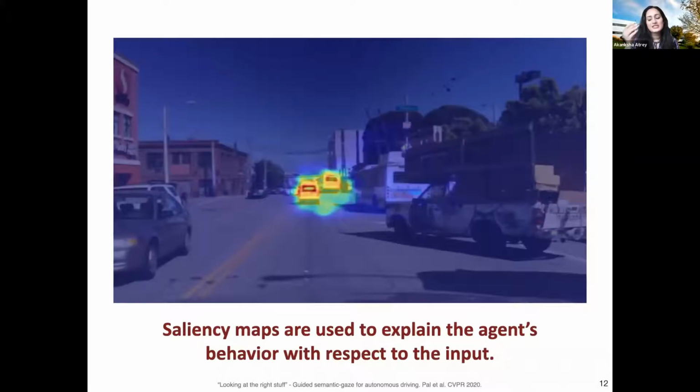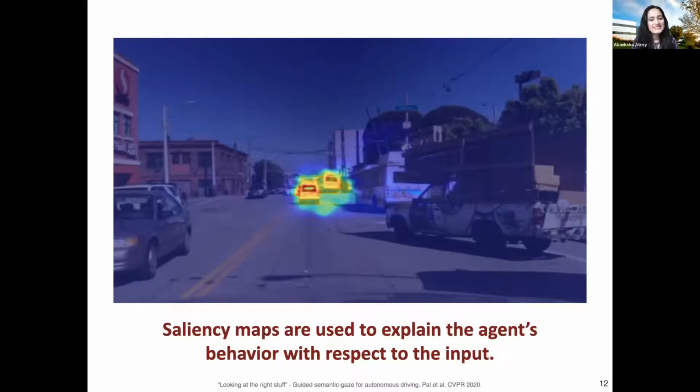So how do we explain deep RL agents? Since the RL agent takes as input images and videos from a camera sensor in the car, one can employ saliency maps, which is a popular visualization method to explain the agent's behavior with respect to the input. The image you have on the screen is a saliency map. It looks like a heat map and it's highlighting the important parts of the image that the agent used to make its decision. In this case, the agent was looking at the two cars in front of it.